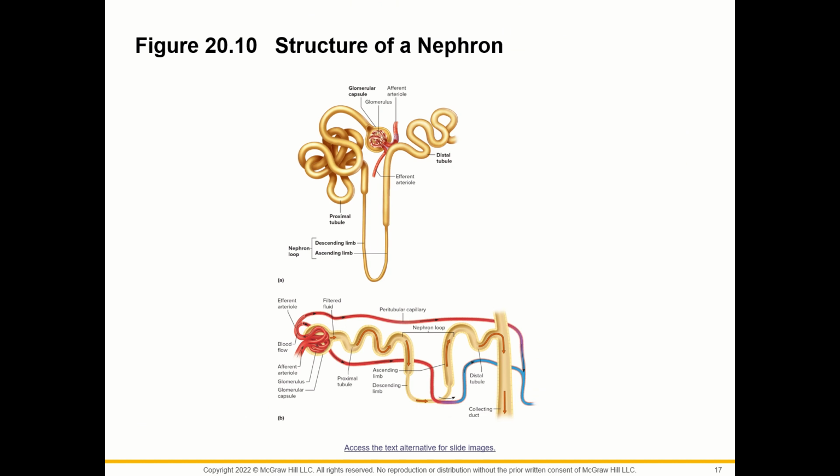Then here we see the nephron, so the glomerular capsule and the glomerulus, afferent arteriole, and then we have the proximal tubule, the loop of Henle, and then the distal tubule. Remember that proximal and distal means closer to or further from the attachment. And so in this case, it'd be closer to the attachment to the glomerulus or further away from the attachment of the glomerulus. So the proximal tubule is closer to the glomerulus. The distal tubule is the furthest away.